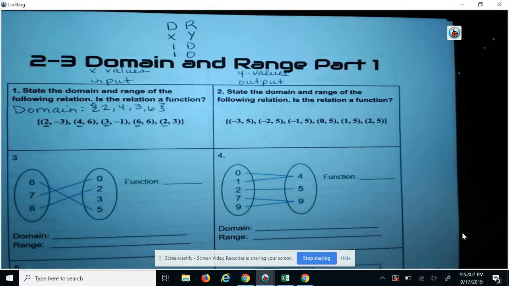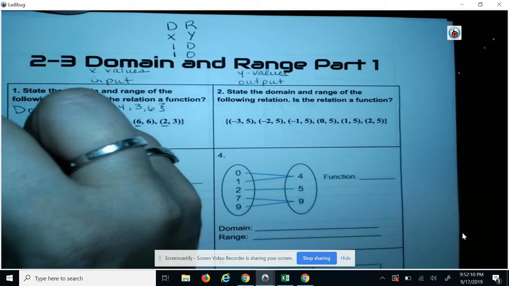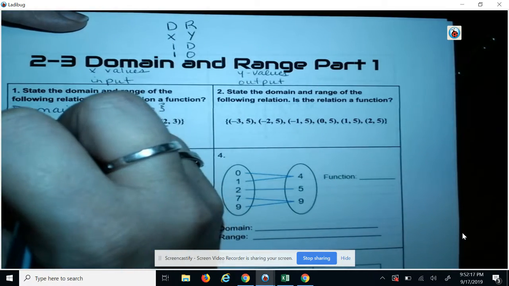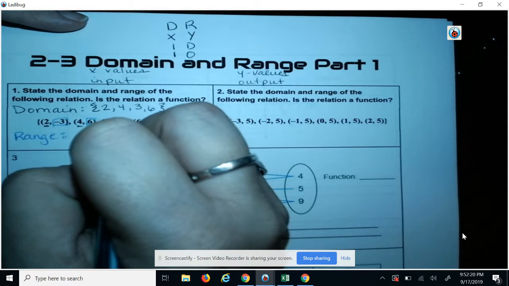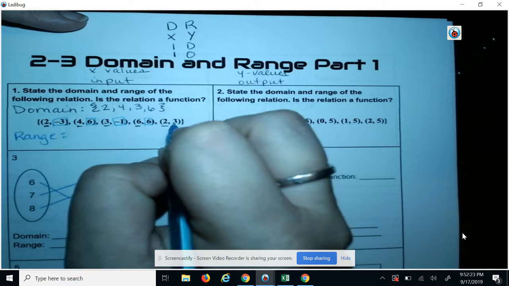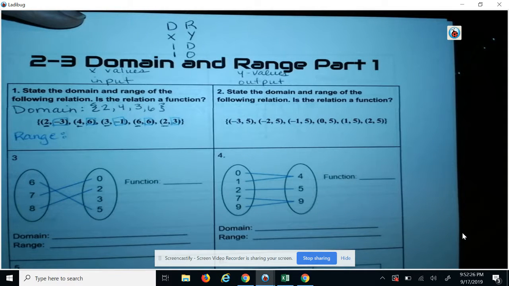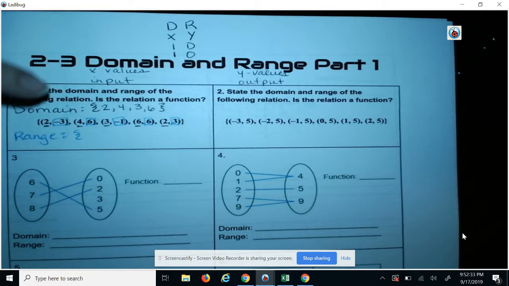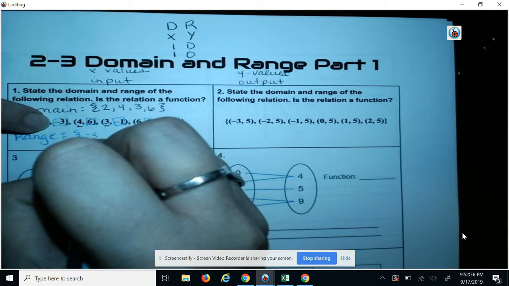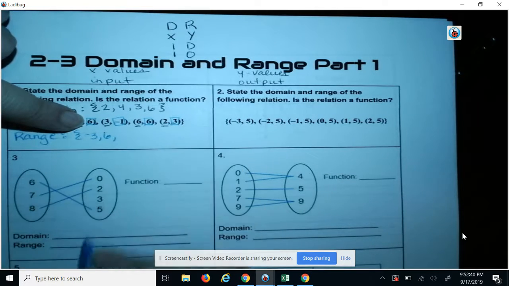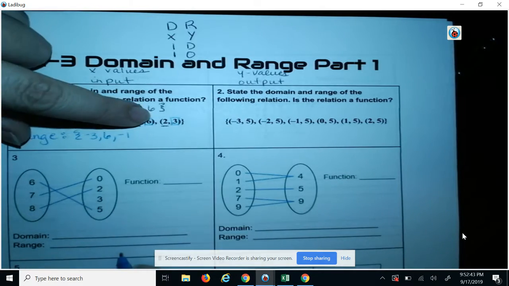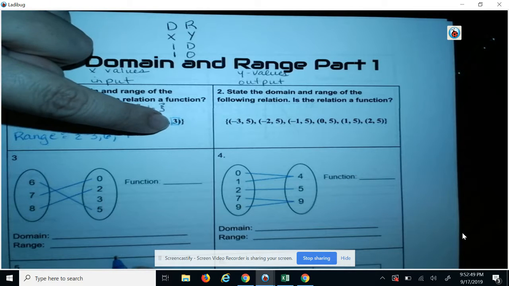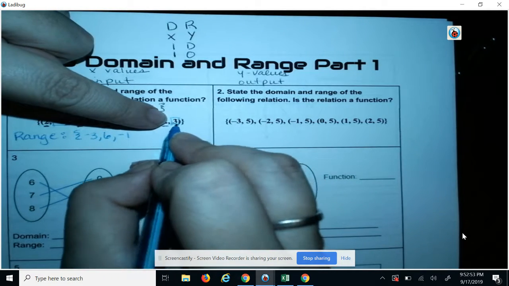Okay, my range is the y values. So looking at the y, I'm looking at the second number in each set of parentheses or in each ordered pair. So range is a set. I'm going to make curly brackets to show that it's a set, and I'm going to list all those y values. I've got -3, 6, -1. 6 is a repeat, so don't mark it twice. Remember, I'm a lazy mathematician and I don't want to write another number more than I have to. And then there's a 3.